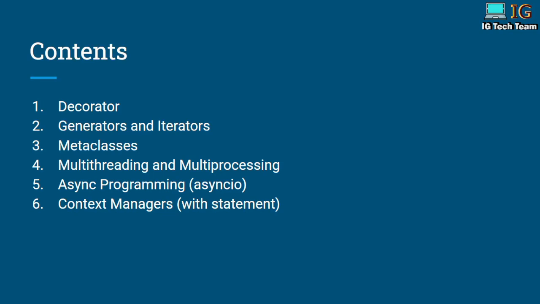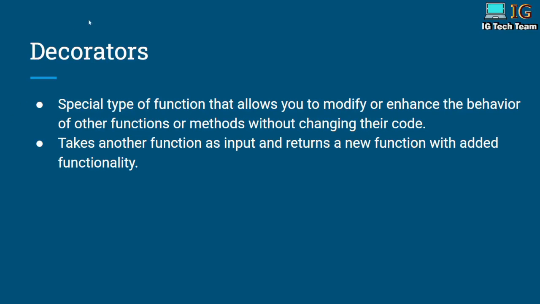So without any delay, let me explain about decorators. What are decorators? Decorators are nothing but a special type of function that allows you to modify or enhance the behavior of other functions or methods without changing their code. That means, suppose you have defined one function and you want to change the behavior of that function, then you can define decorators. This decorator will take another function as input and it will return a new function. It will add some functionality or change the behavior of that function.